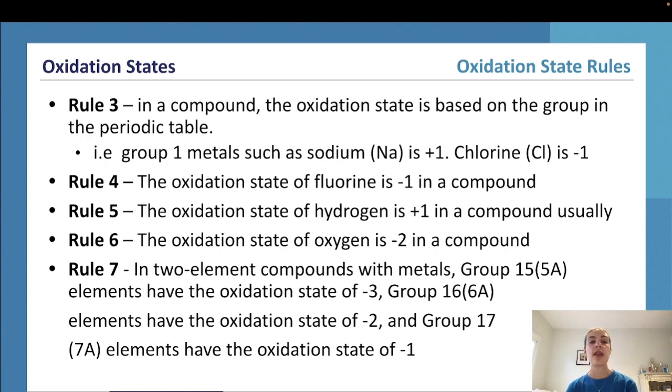And so with this, it seems like there is a lot of rules, but many of them have quite a lot of overlap in them. So rule 3 is quite closely tied in with rule 7. Rule 4 also ties in quite closely with rule 3, and you could almost consider rule 5 to tie in quite closely with rule 3 as well. The only difference being that hydrogen's not a group 1 metal, it's just a group 1 element.